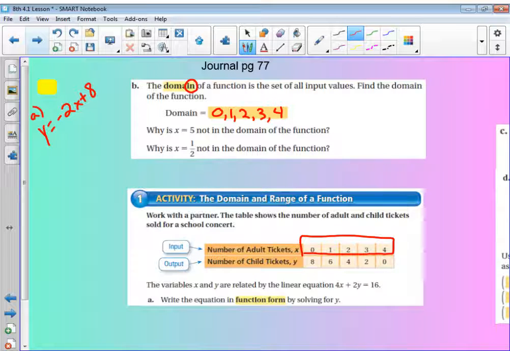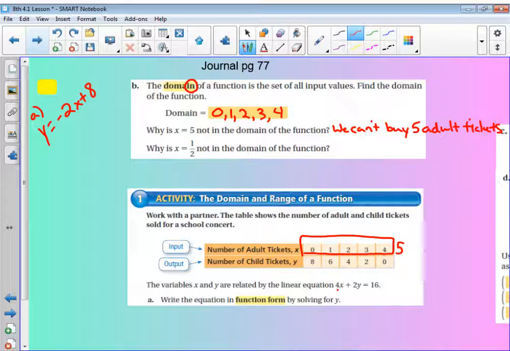Letter B, this next question says, why is 5 not in the domain of the function? In other words, why do we not have 5 out here? Remember, we only had a certain amount of money to spend. Could we buy 5 adult tickets if each adult ticket was $4? No. We can't buy 5 adult tickets and only spend $16.